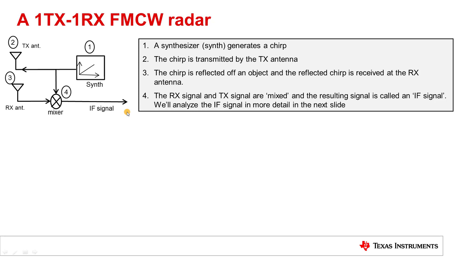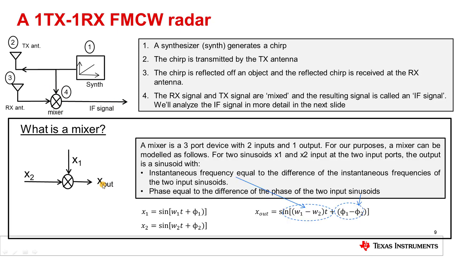We'll analyze the IF signal in more detail in the next slide, but first, let's spend a little time understanding this component called the mixer. What is a mixer? A mixer has two inputs and one output. A simple way to understand the mixer is as follows. If two sinusoids are input to the two input ports of the mixer, the output of the mixer is a sinusoid with the following two properties.